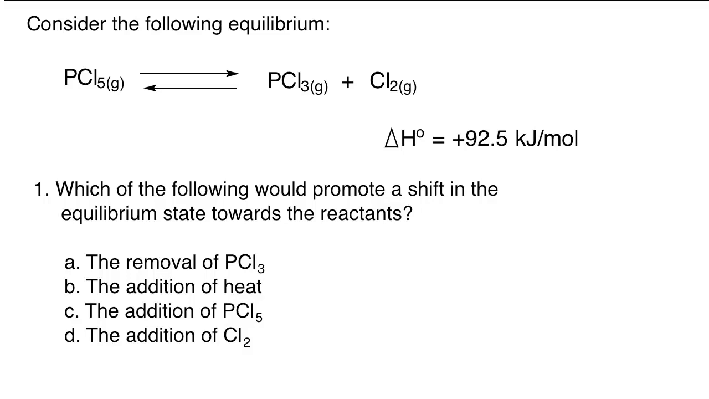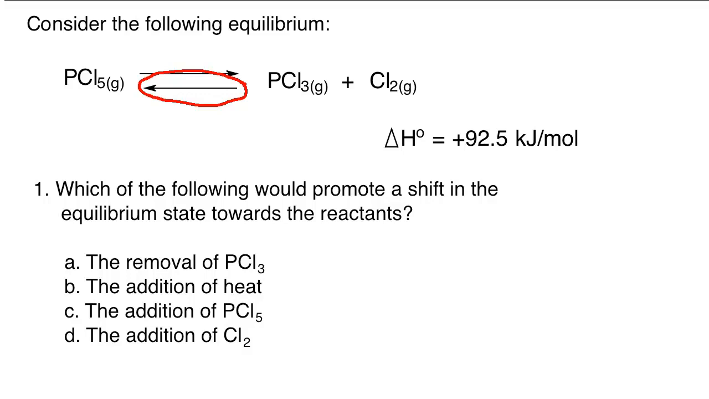All right, so let's go ahead and evaluate these questions. So, we're considering the first equilibrium for part 1, and it states which of the following would promote a shift in the equilibrium state towards the reactants. So, the goal here is that we want to find one of these conditions that's going to promote the reaction shifting or moving in this direction right here. So we're looking to produce more of the PCl5 gas when we look at the condition that's going to meet that. So, which of the following would promote that shift?